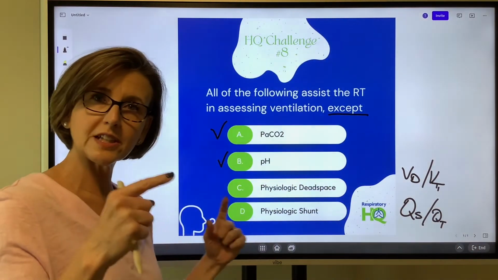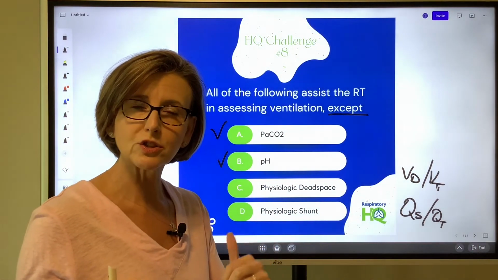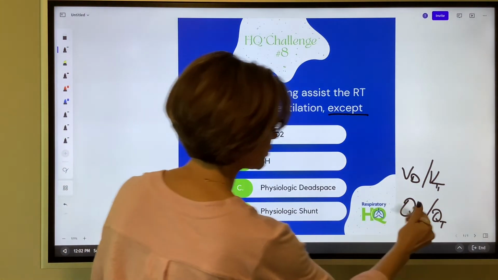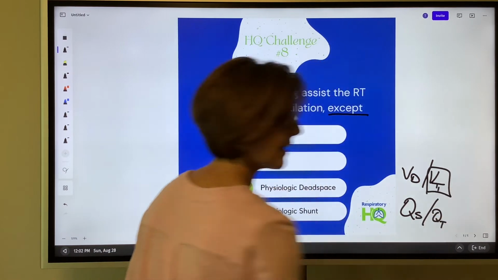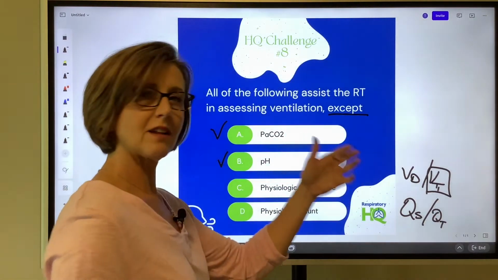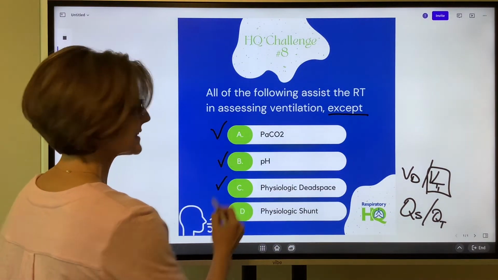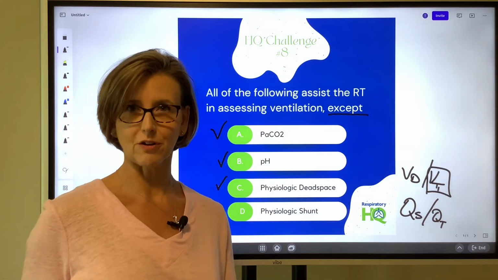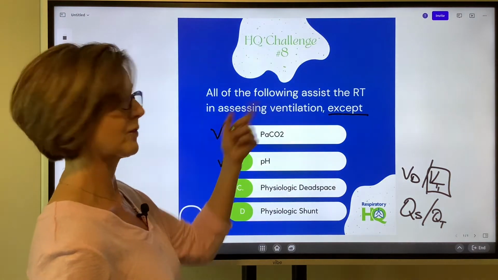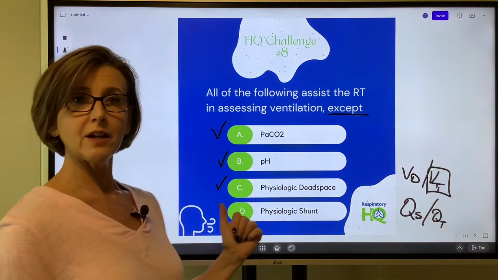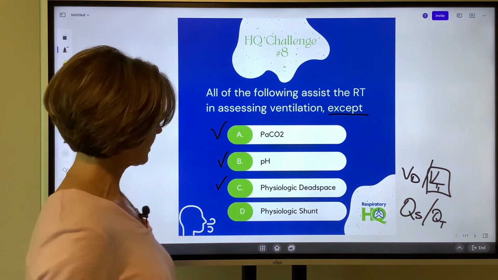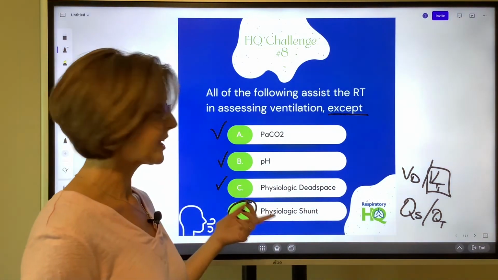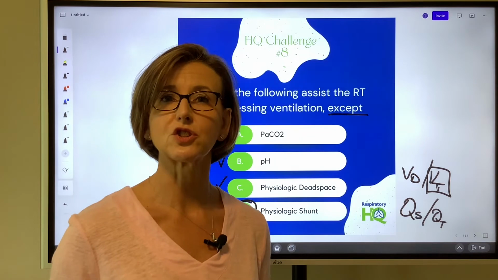All right, now we just said the removal of CO2 has to do with tidal volume times respiratory rate. So when we just look at these two, this is the one that has tidal volume in it. So physiologic dead space tells us how efficiently our patients are ventilating. And we're looking for ventilation. So if the first three are ways we assess ventilation, then the last one has to be the exception. And a physiologic shunt tells us about oxygenation, okay?